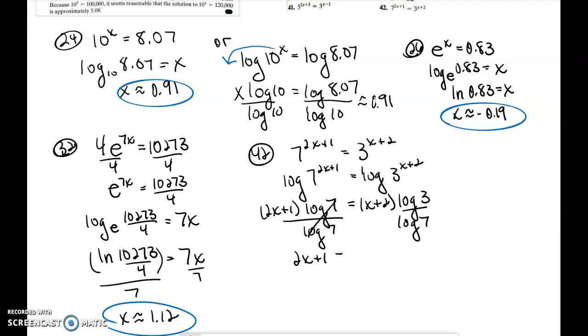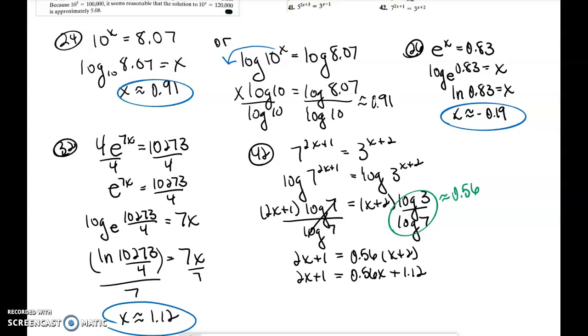And I have 2x plus 1, and then I needed to figure out what this was equal to, because that's going to become the coefficient, and I'm going to have to distribute. And so just the log of 3 divided by the log of 7. Test that out, you should get about 0.56. So I have 0.56 times the quantity x plus 2. And so my next step is to distribute that 0.56. I end up with 0.56x plus 1.12.